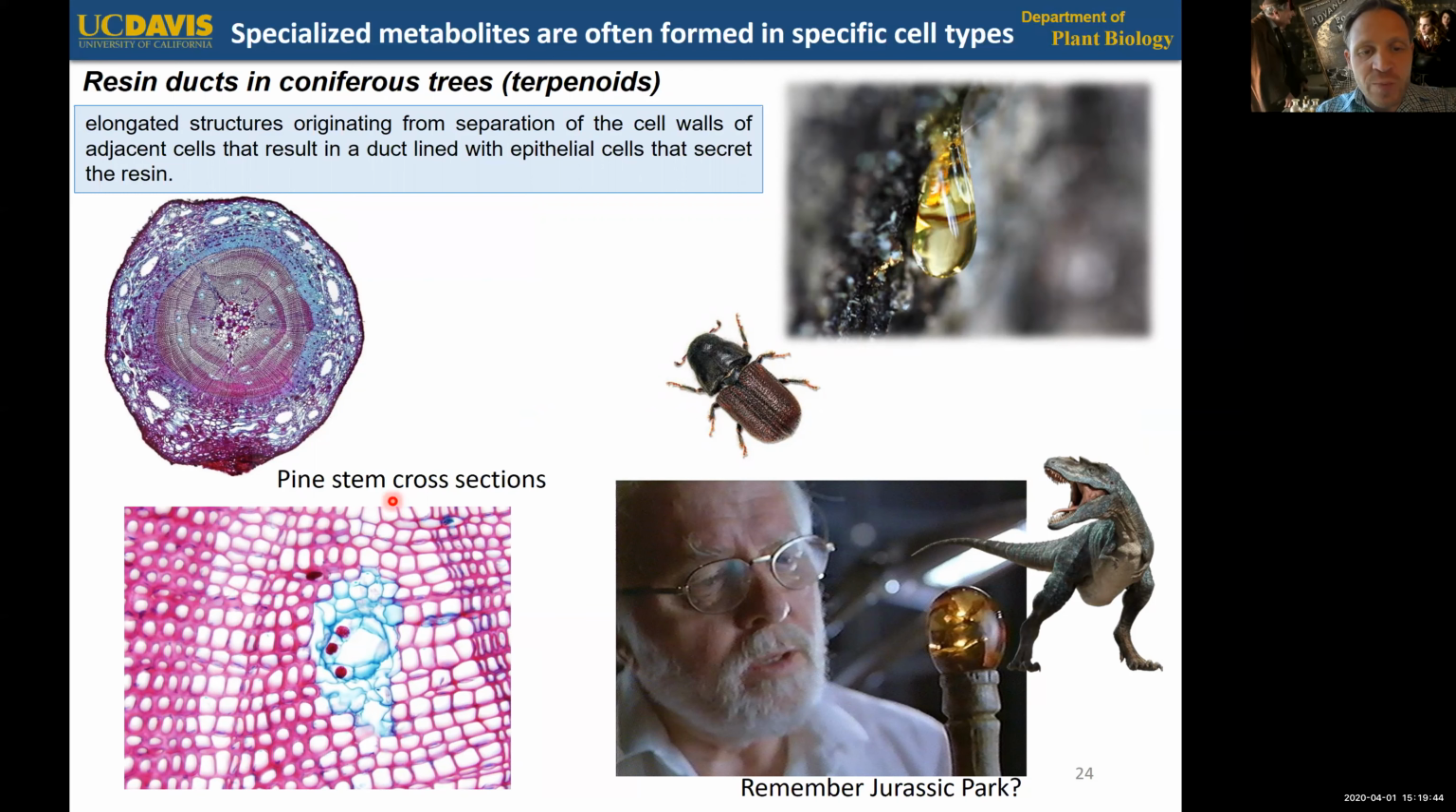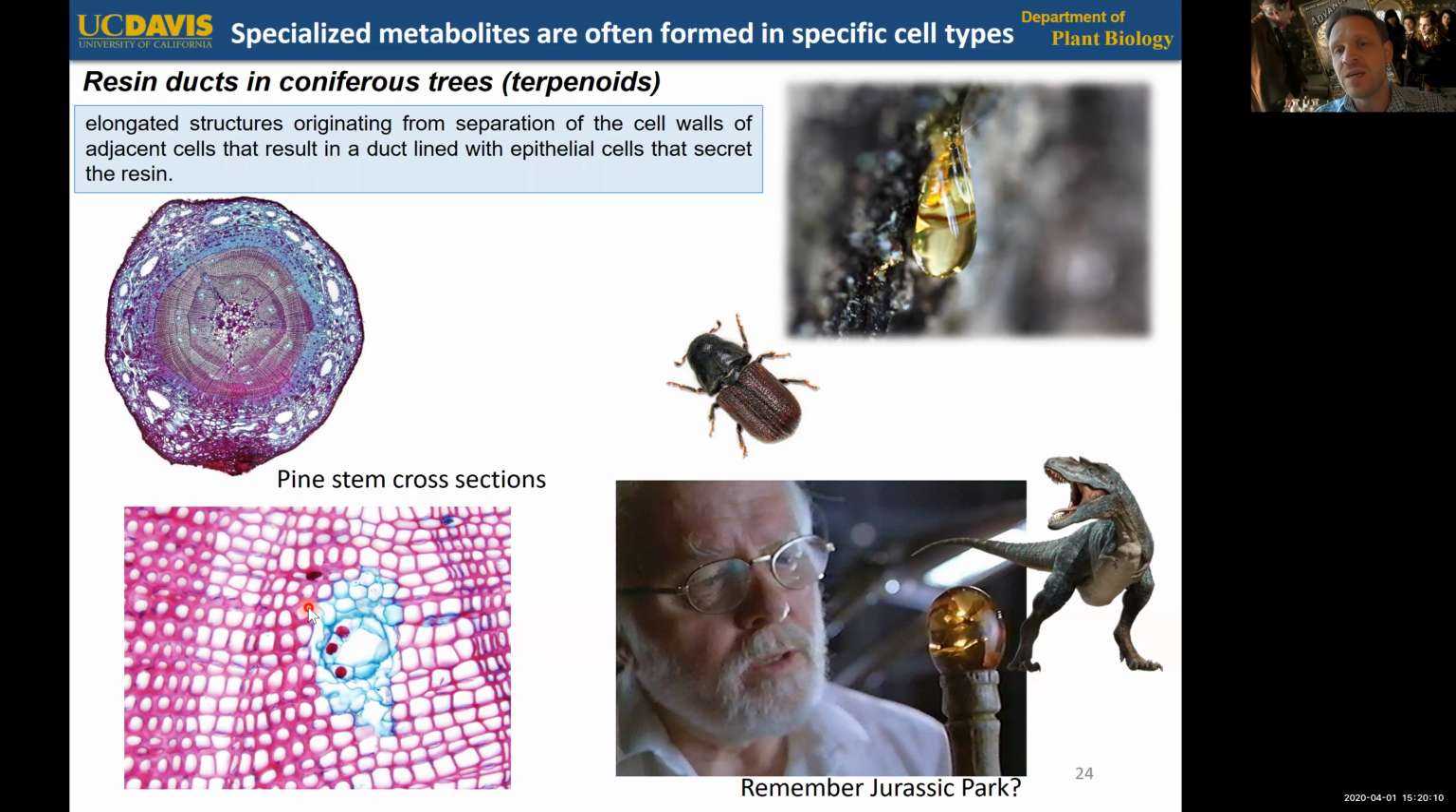If you zoom in here, this is a stained zoom-in of this cross section, and you can actually see all the lipid compounds. This is a resin duct here, and on the inside you have these epithelial cells. They are very much like the secretory cells in the trichomes I just showed you, with the same function. These cells are producing the metabolites, and then they are secreted into the resin duct.